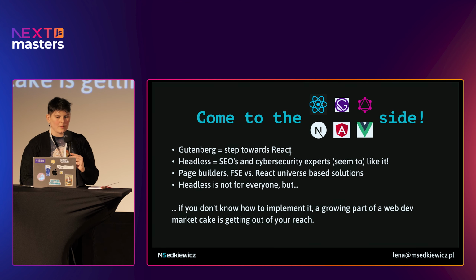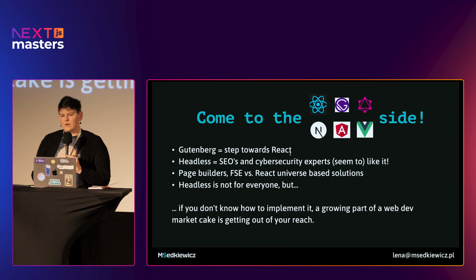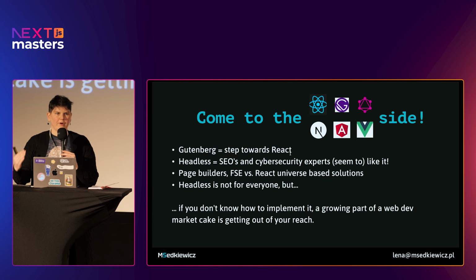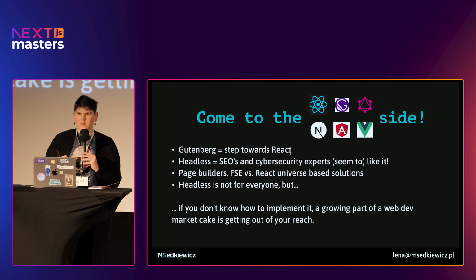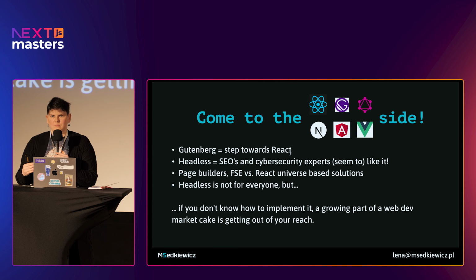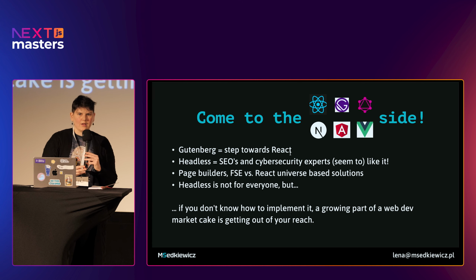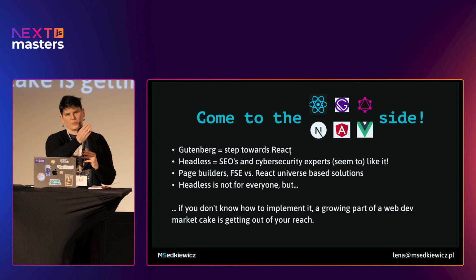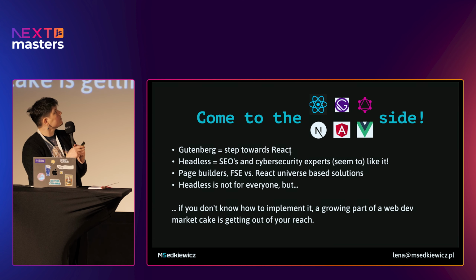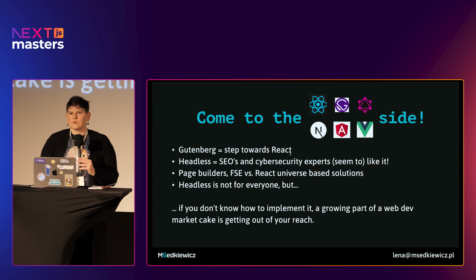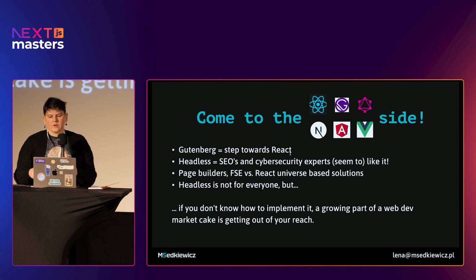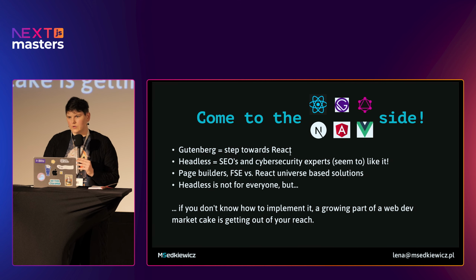My decision was to come to this side, definitely. And this is why I'm here also. Why? Because Gutenberg, as an editor, is a huge step toward React in WordPress. Okay, it's hidden, but still, if I want to write some new function, new element for my client, I need to know React. Then, headless WordPress, the one that uses WordPress as a backend, and at the front end you have something from here. SEO specialists love it because it's faster, it's more SEO friendly. Some cybersecurity experts say that it's also better for security.